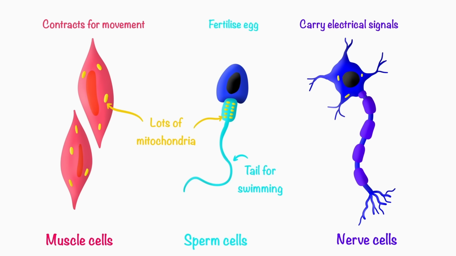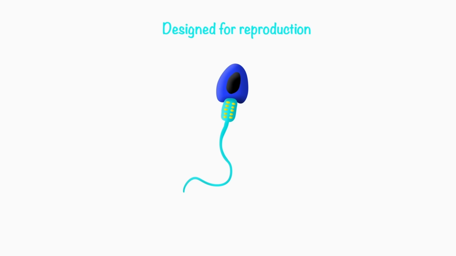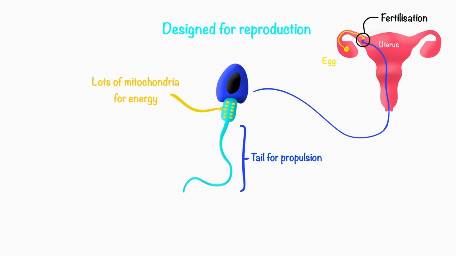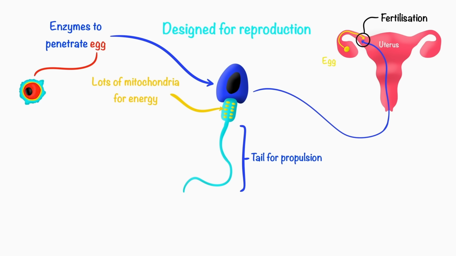Now let's look at some specific examples of specialized cells and their functions. Sperm cells are tailored for reproduction, functioning to deliver male genetic material to the female egg. With a long tail for propulsion and an abundance of mitochondria for energy, they are well suited to travel to the egg. Enzymes in the head region enable the sperm to penetrate the membrane of the egg.